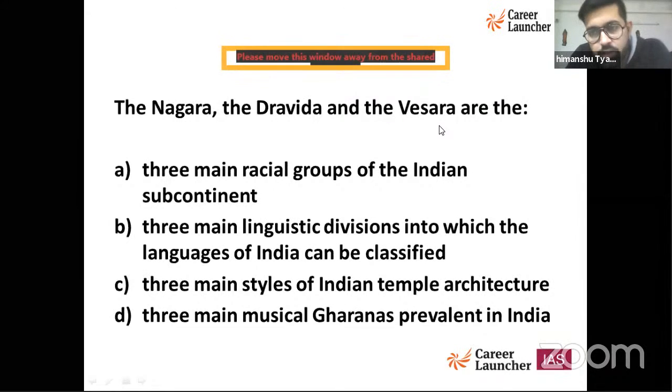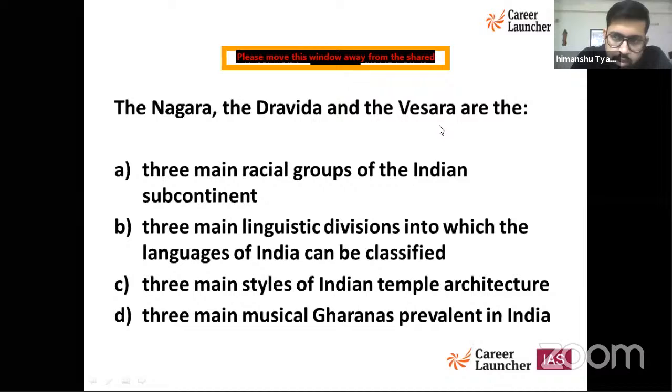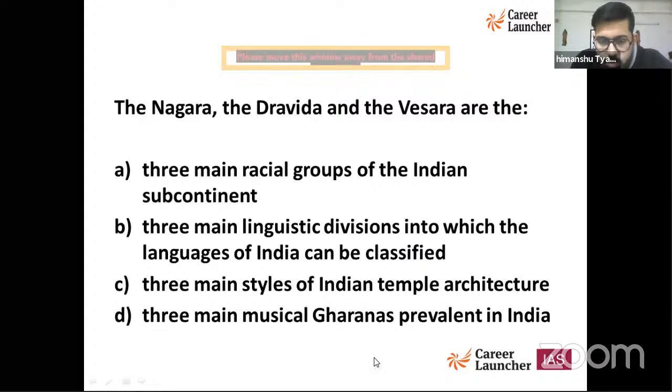The Nagara, the Dravida, and Vesara, what are these? So you have options A, B, C, D in front of you on the screen. If you can, on the chat window, just answer me what's your answer. So 30 seconds to all of you. Just put in your answer on the chat window.